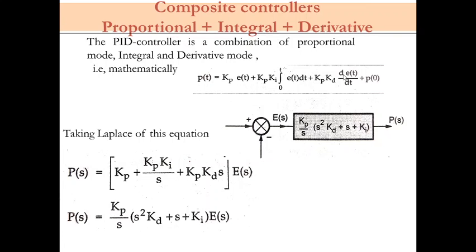Here, if you take the Laplace transform of the mathematical equation, in this equation P of 0 is the initial value of the output. If you take the Laplace transform of this equation, you get P of s equal to Kp plus Kp into Ki divided by s plus Kp into Kd into s, into E of s. So this is the proportional part, this is the integral, and this is the derivative. If you simplify further, you will get this equation, and this is the basic block diagram for the PID controller.